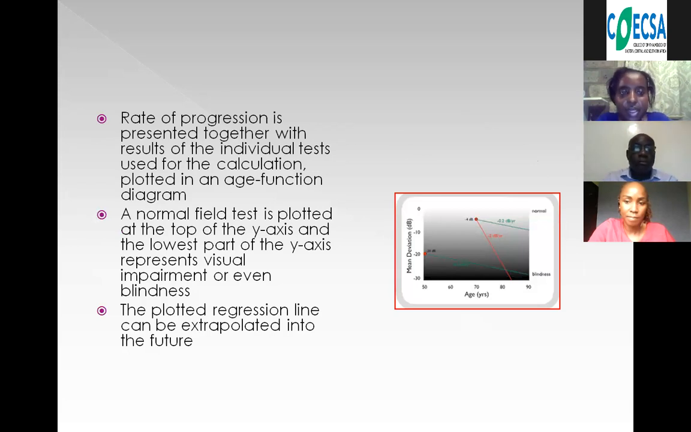So then this rate is presented together with the individual tests, and an age function diagram is plotted. In this diagram, we see there are 2 patients here who have the most similar rate of progression, but one had better mean deviation, so they're not likely to lose their sight. But the other one, who started at -20, is likely to have very reduced vision by the time they're actually going blind by 90.